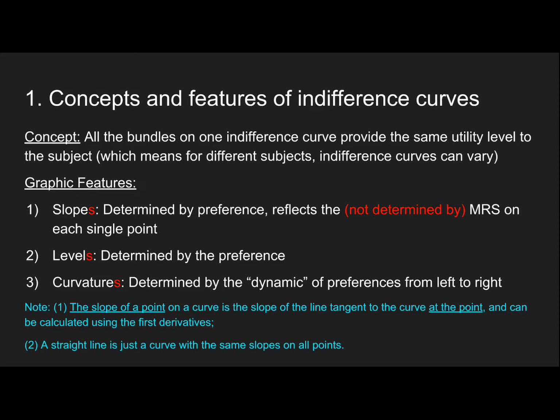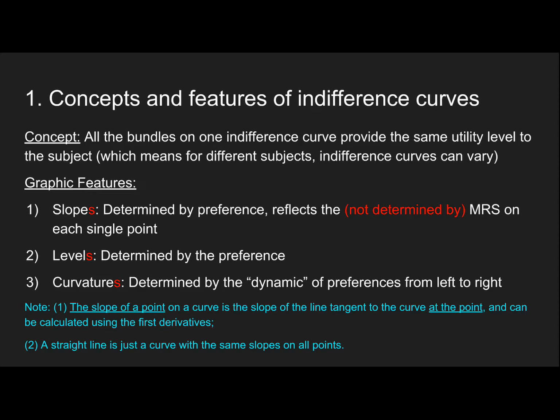So first, the slopes. When you think about the slopes, I want to clarify that the slopes are determined by preference. It is not determined by the MRS, because both the slopes and the MRS are created by economists. So they are all theoretical ideas or concepts. What really determines the slope is the preference. Only the preference determines everything. So that's why the indifference curve is like a reflection, determined by the preference.